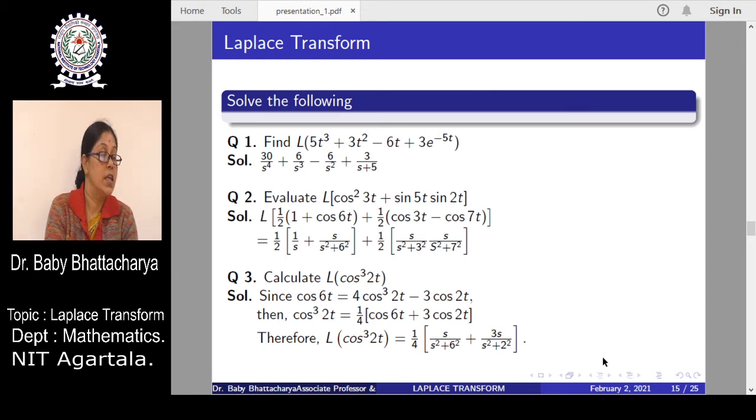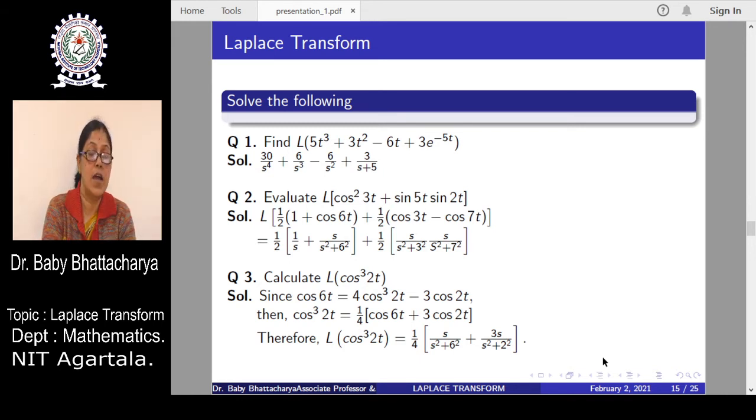Now, if we are to find the Laplace transformation of the function cos square 3t plus sin 5t sin 2t, we have only the formula to find the Laplace transformation of circular functions in the form of cos at. But here the case is to find the Laplace transformation of cos square 3t. So we have to replace this cos square 3t by half of 1 plus cos 6t, and accordingly we can find the Laplace transformation of 1 as well as the Laplace transformation of cos 6t by the formula.